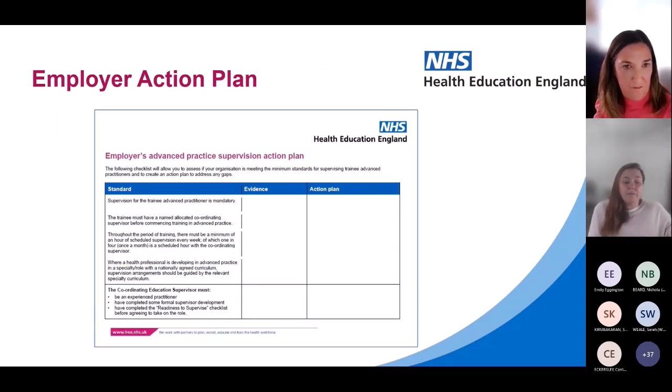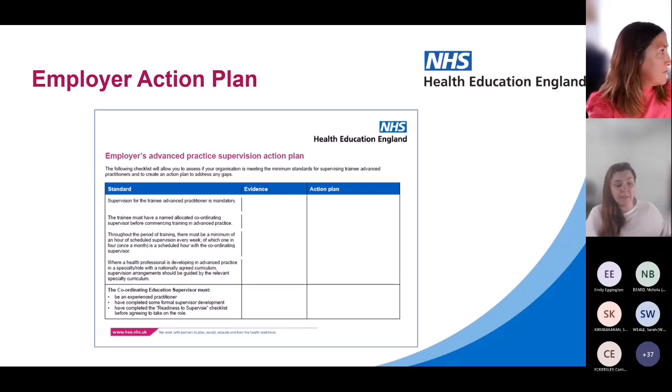The final resource within the minimum standards document is an action plan template to help employers with developing a robust supervision strategy for advanced practice within their organisation. This summarises the recommended minimum standards for supervision and guides employers to think about what is already in place and what needs to be developed to enable high quality supervision for advanced practice.